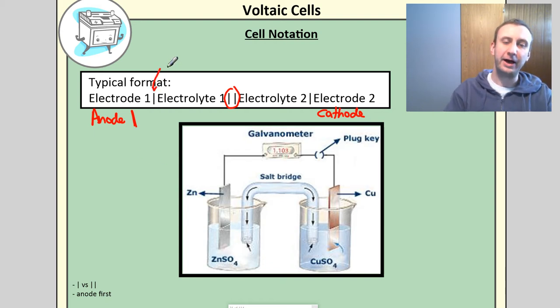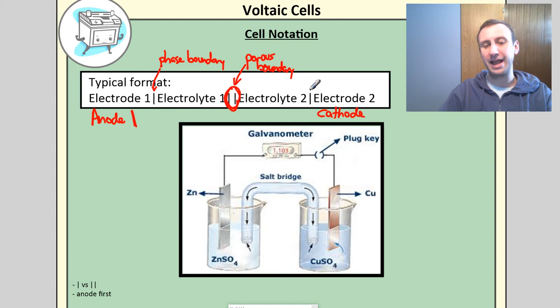These single vertical lines are what's called a phase boundary. So what this means is that I have a difference between the phase or the state between the electrode and the electrolyte. So the electrode would be a solid typically, and then my electrolyte would be aqueous. And then I have this, which is my porous boundary. So that is either the salt bridge or the porous cup. And then I have another phase boundary right here between the electrolyte and then the cathode electrode.